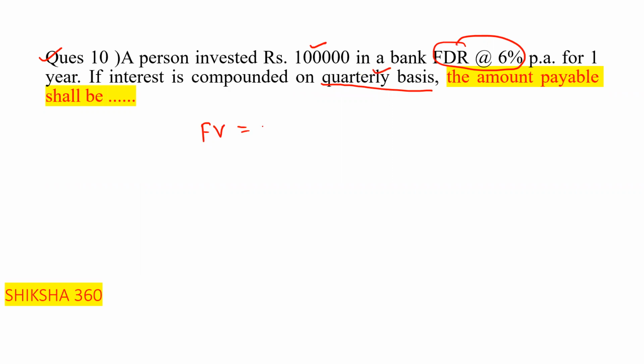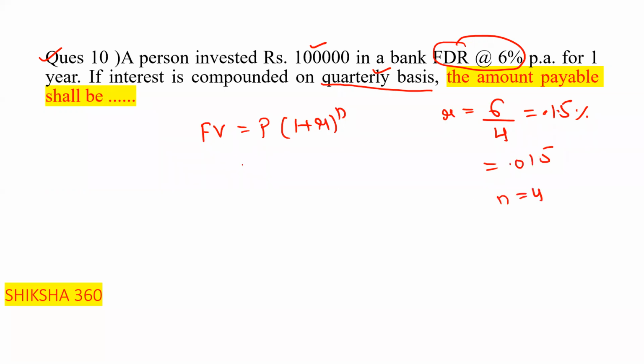Just write it: principal into 1 plus r power n. Here r is equal to 6 divided by 4, which comes out to 1.5%. When it is divided by 100, it comes out to 0.015. And n here is equal to 4. So 1 lakh into 1 plus 0.015 power 4.